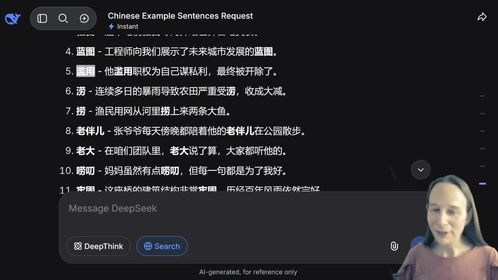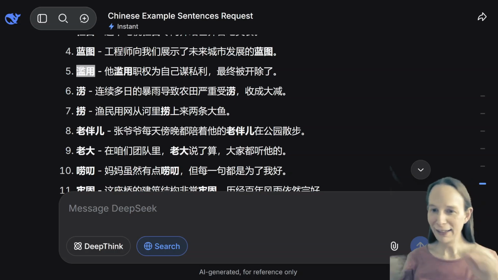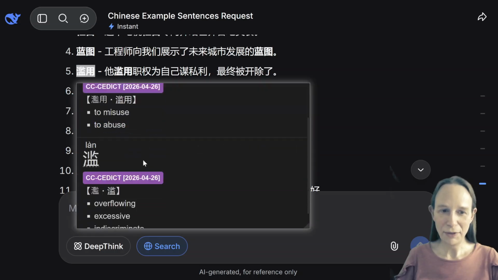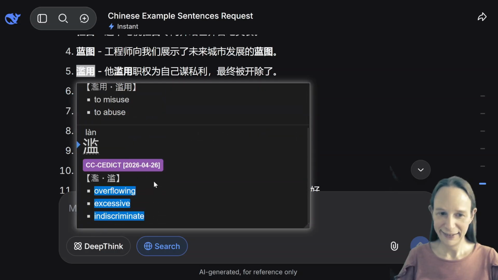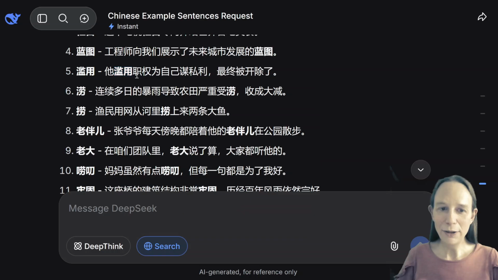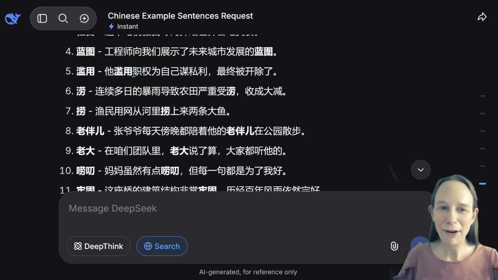Okay. 滥用. So lan is often used in words that pertain to sort of reckless use of something, reckless or overuse or that sort of thing. 滥用. Misuse, abuse, this sort of thing. Excessive, overflowing, indiscriminate, yeah. 他滥用职权, so like misuse of his job rights, something like the power of his office.